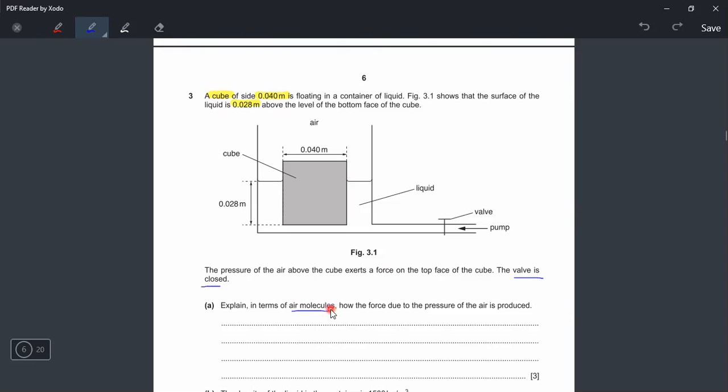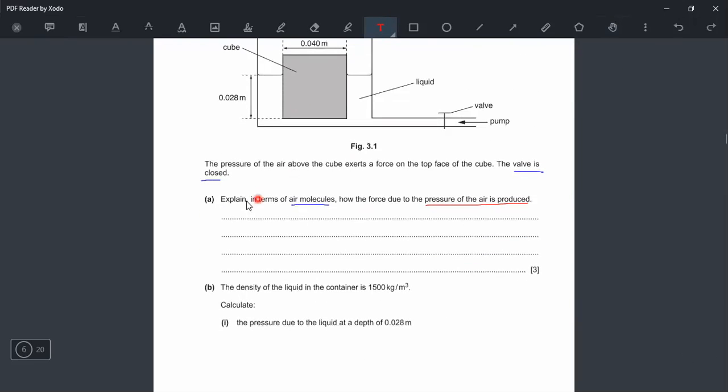Explain in terms of air molecules how the force due to the pressure of the air is produced. This answer never changes. So what is it? The reason air molecules apply pressure on any kind of surface is because the air molecules move around. What do they do as they move around? They move around freely and collide with, in this particular case, the top face of the cube.